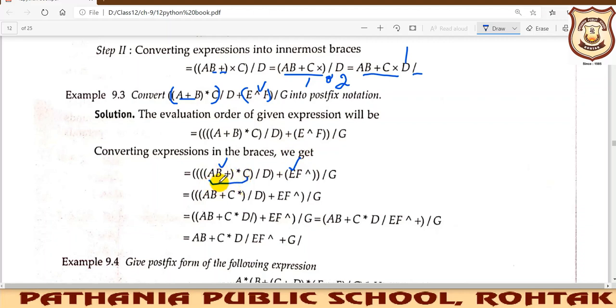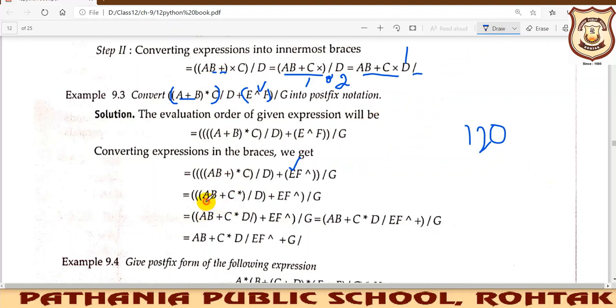So this is our first operator, this is our operand. Sorry, this is operand 1, this is the operator, and this is operand 2. So how you need to write: first operand, second operand, and then operator. So you will write ab plus, then you will write the second operand, that is c, and then you will write the operator, that is multiplication. After this you will make it as 1 and this as 2. By saying 1 and 2 I just mean the first operand and second operand only.